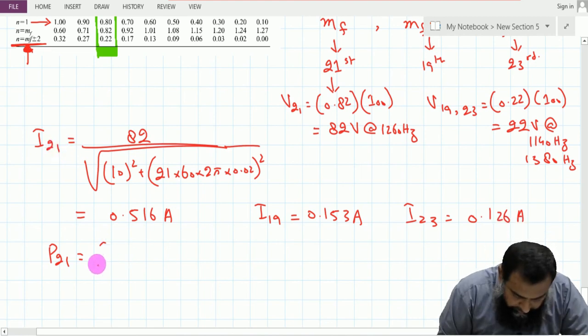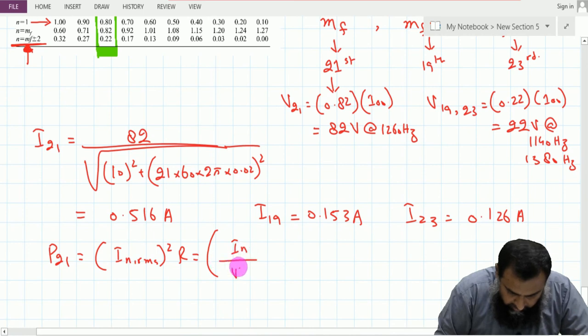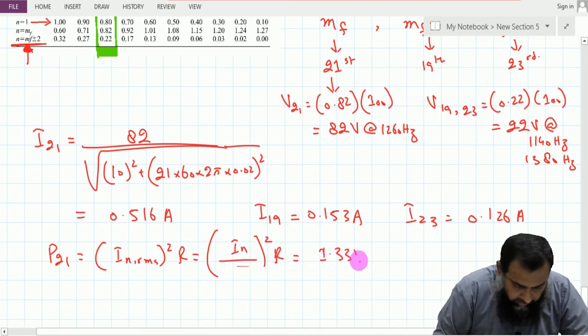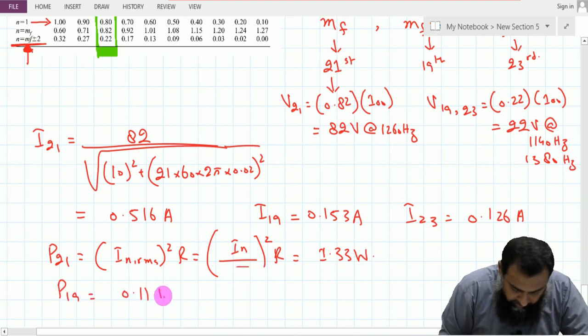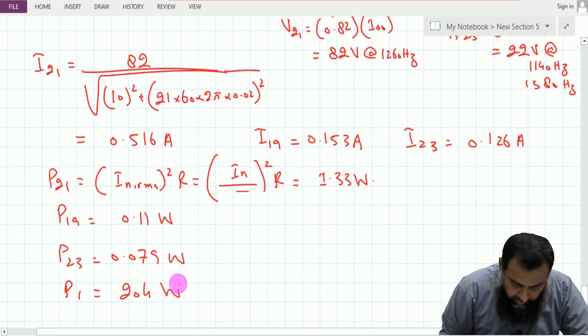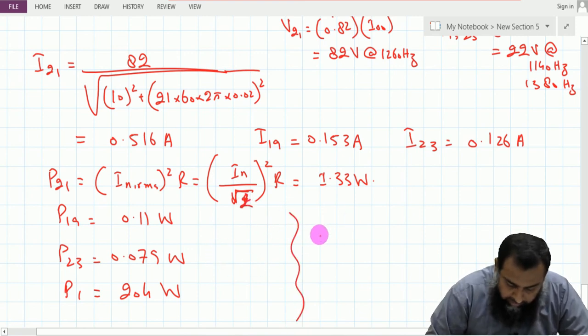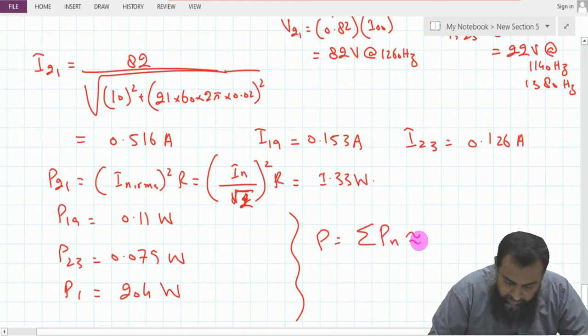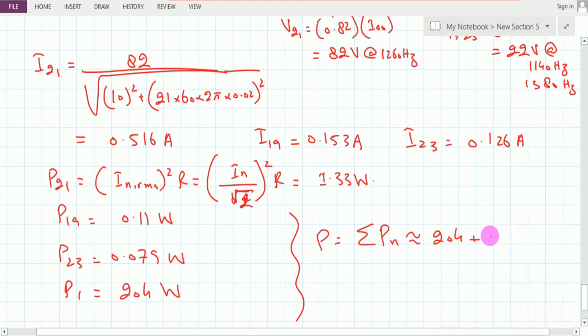So the power associated with this 21st harmonic is equal to In RMS square into R, that is equal to In over root 2 square into R, and that is equal to 1.33 watt. Similarly, I can find out P19 to be equal to 0.11 watt and this P23 to be equal to 0.079 watt, and the power is 204 watt for the fundamental component. So if I create a cumulative effect, then power is the sum of all the powers, so that is approximately equal to 204 plus 0.11 plus 1.33 plus 0.079 plus so on, and this comes out to be equal to 205.5 watt.